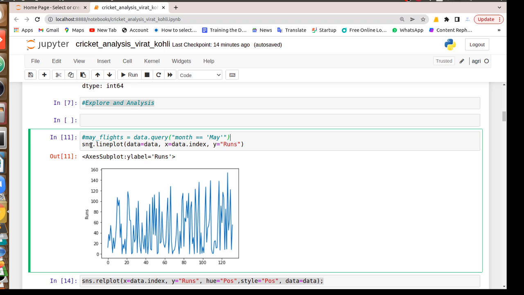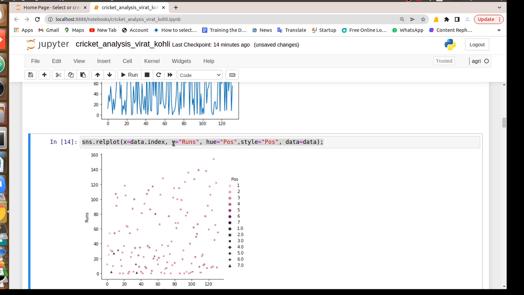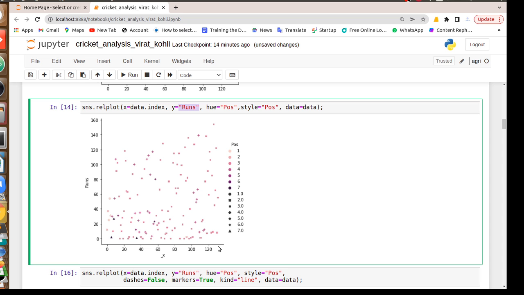To visualize it here, I used Seaborn to plot these graphs. Now what I want to do is get runs from the dates, from 0 to 120, 140, whatever the dates are, but how the position is affecting. Then you can see on the right side, I am plotting using a relational plot. Position 3 is lighter, position 7 is very dark. When he comes at position 7, he got very less runs, 0 to 40 at maximum.